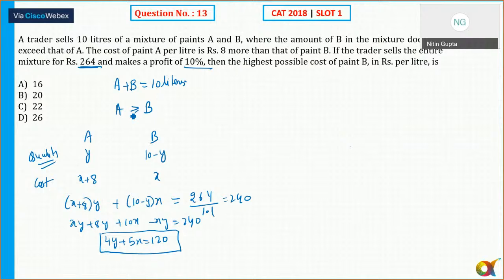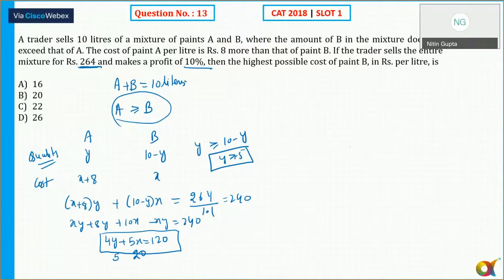Now, again, we know this is the quantity of B, and A is always greater than or equal to B, which means Y must be greater than or equal to 5. Yes or no? So if I take the minimum value of Y equal to 5, what is the value of X in that case? Please tell me. If Y is minimum, 4 into 5, 20, what is the value of X? That is equal to 20. Yes or no? X is equal to 20 here.